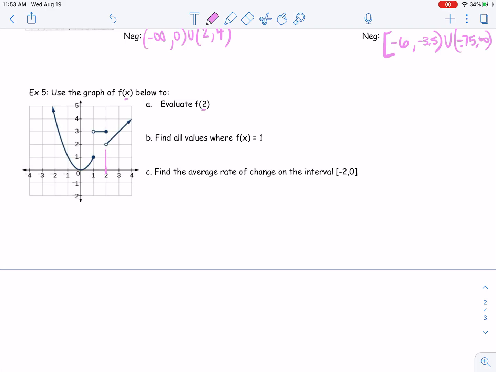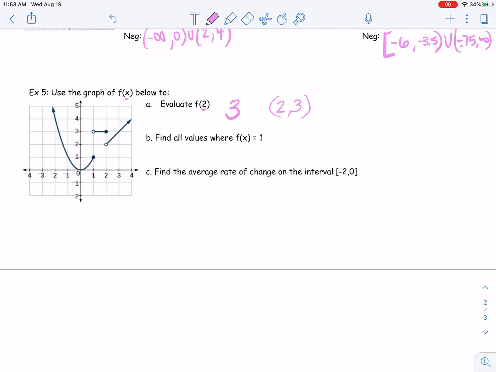When I go up, I see a hole, but I also see a solid point. The hole is not going to give me the value because it's like it's not there. So I want to go with that solid dot, and that solid dot has a value of 3. So the point (2, 3) is on that graph right here. When x is 2, the y value is 3. You always want to go with a solid dot.